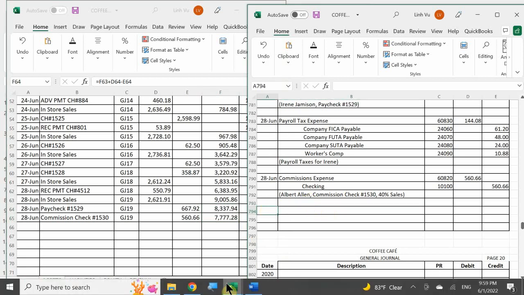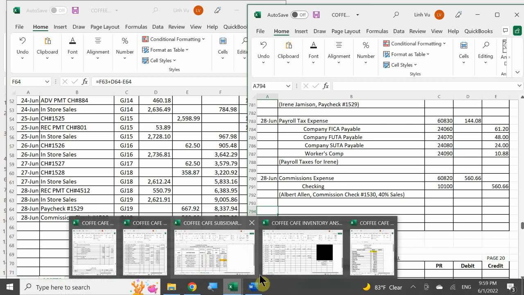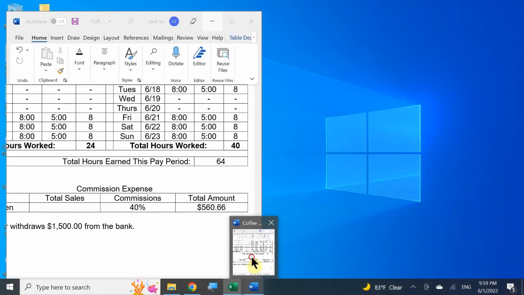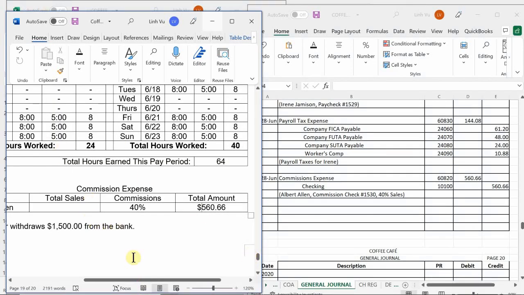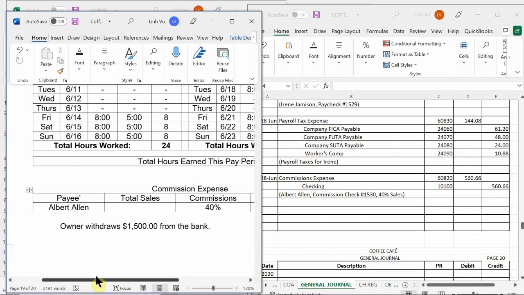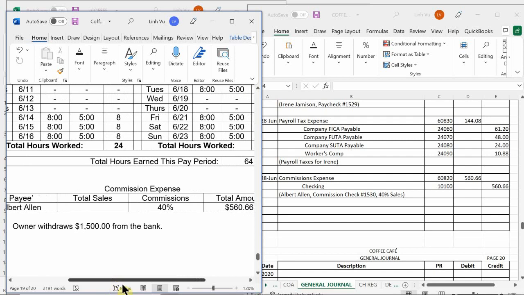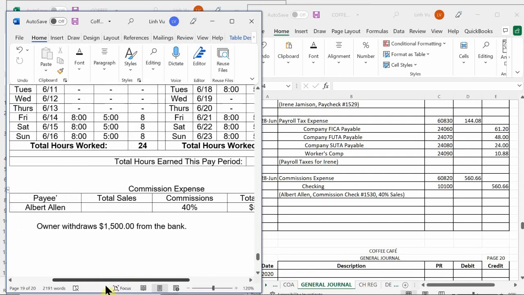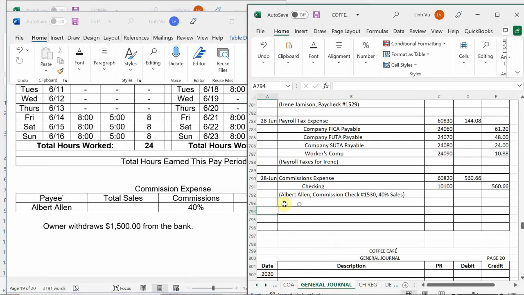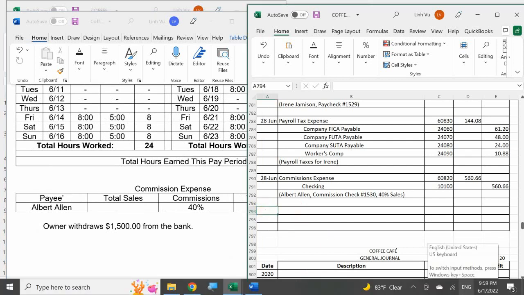And then last but not least, what did we do? We also incurred an owner's withdrawal, right? Bob Mason, the owner of the company, decided to withdraw $1,500 from the bank. And how did he do that? We need to issue him an actual check itself. So in this case, you do have plenty of space for this transaction right here on this last page, that he did an owner's withdrawal.